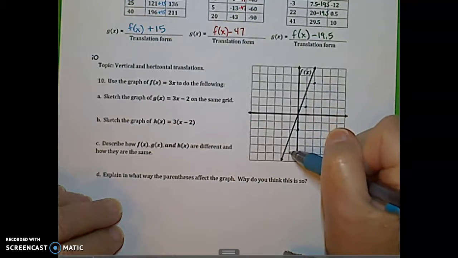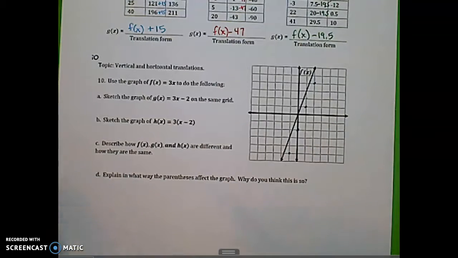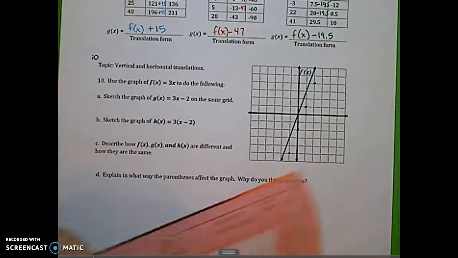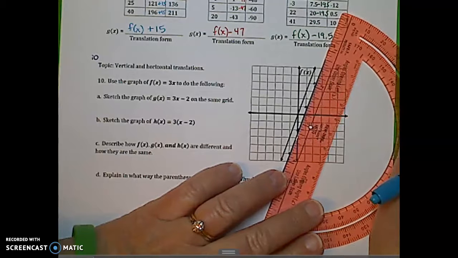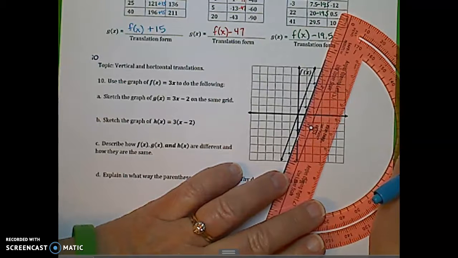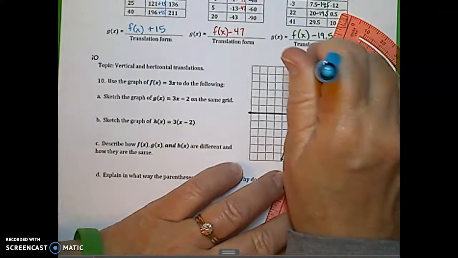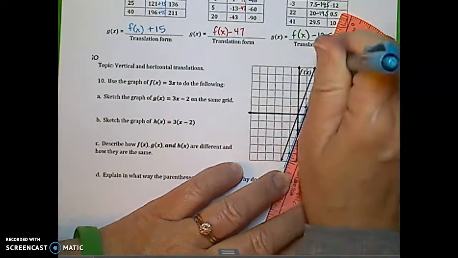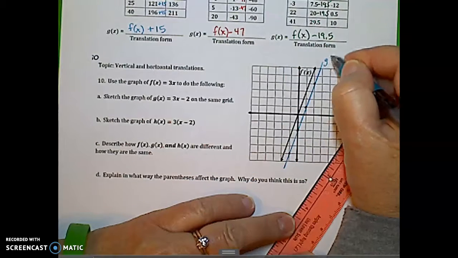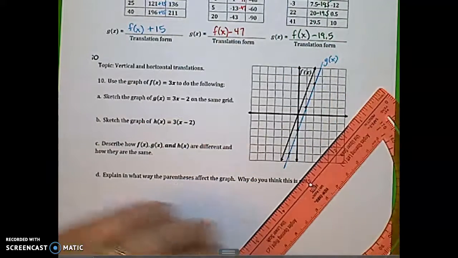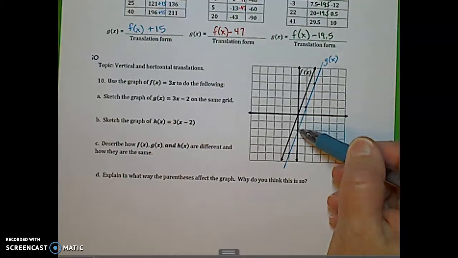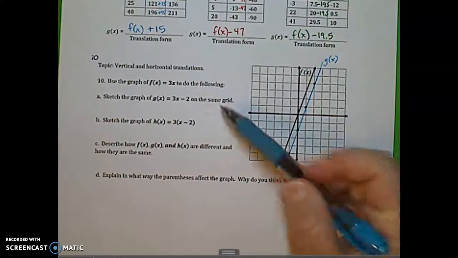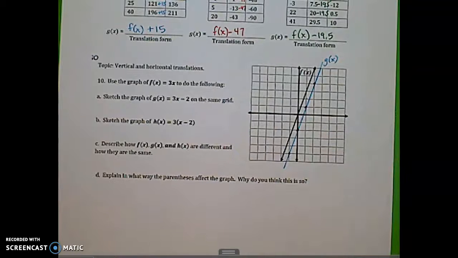I'm going to do a couple, I guess I'll just do one more going the other direction. I'm out of space. So this is a graph of 3x minus 2. I'm going to label it g of x. They look pretty close together, but the vertical difference is actually minus 2.